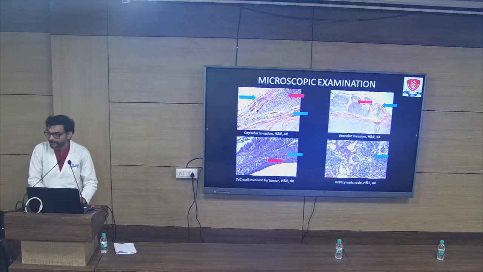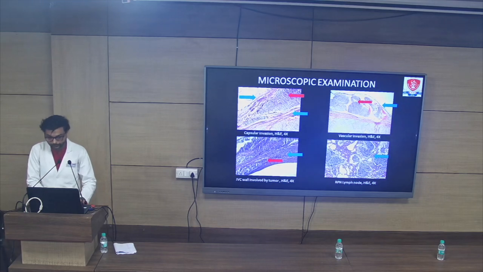Two types of thrombus. One was tumor thrombus, which was malignant. The other was clot. So from where does the malignancy come? Is it through the vein of the adrenal? Yes, sir. From the adrenal vein directly it is involved through the vein into the IVC. So if the vein is involved, then you have to resect the vein also.